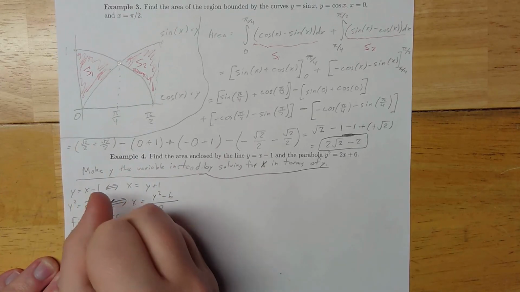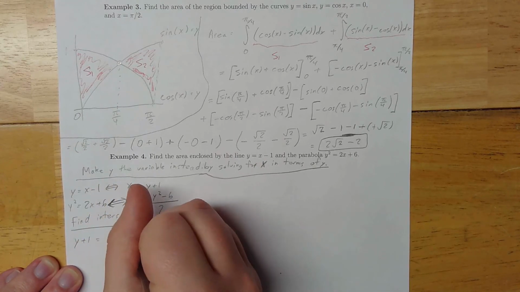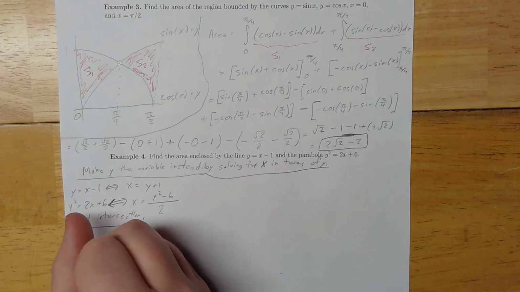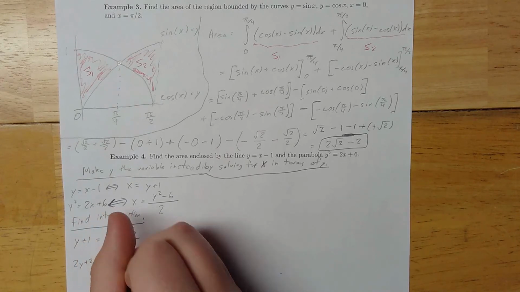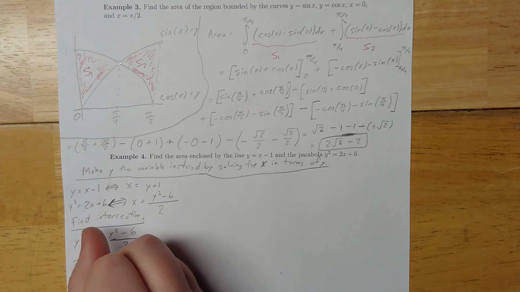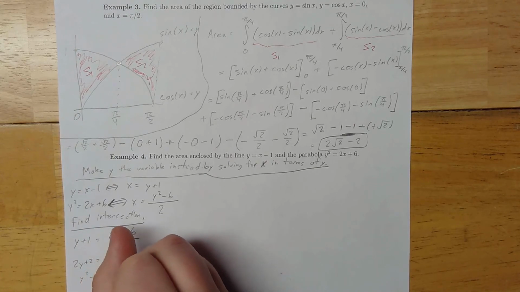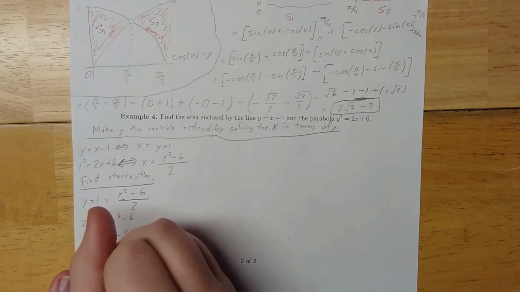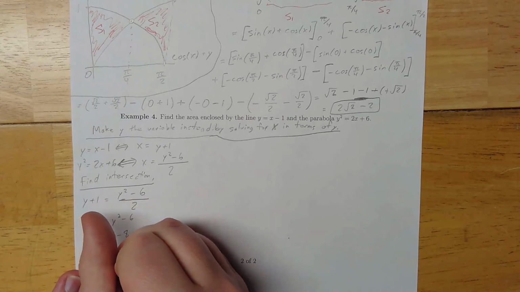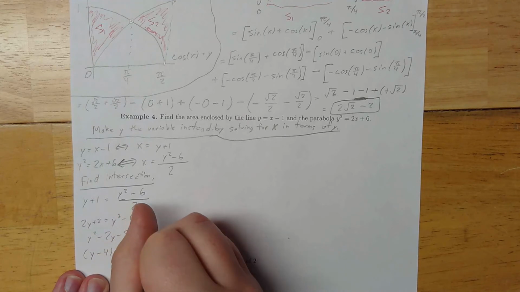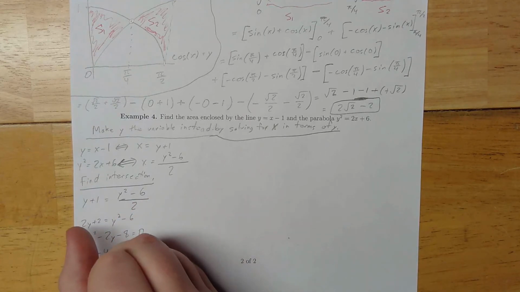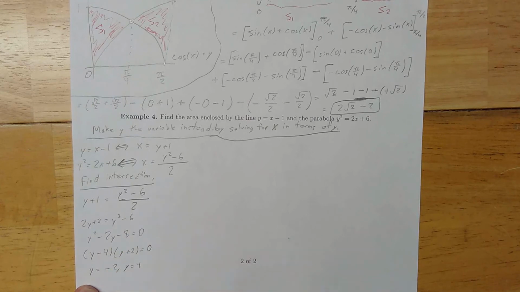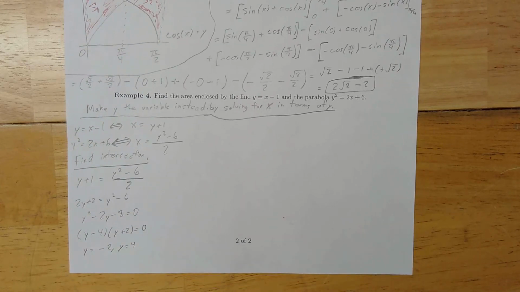So that means we'll be setting y plus 1 equal to y squared minus 6 over 2. If these are equal, then 2y plus 2 will equal y squared minus 6, and that means that y squared minus 2y minus 8 will have to be equal to 0. From here we can go ahead and factor. So we'll get y minus 4 times y plus 2 equals 0. And if this is the case, then y equals negative 2 and y equals positive 4. And so these will be our limits of integration.